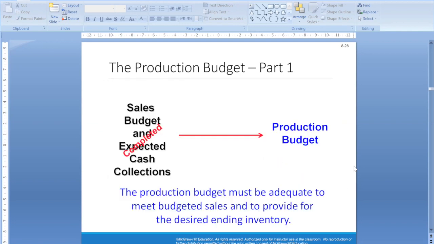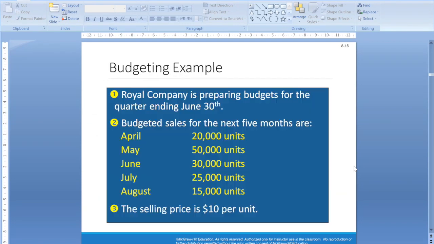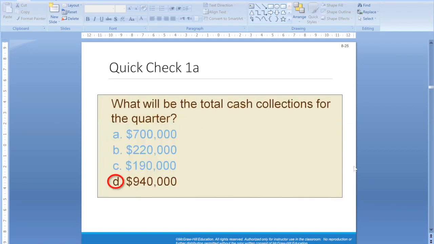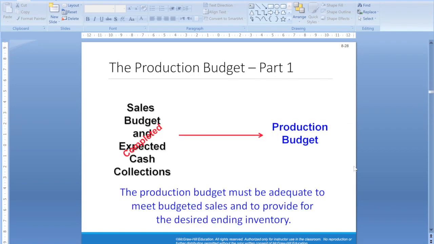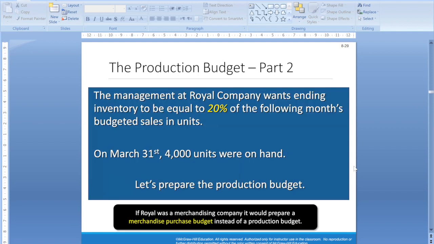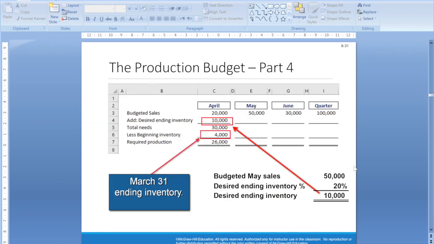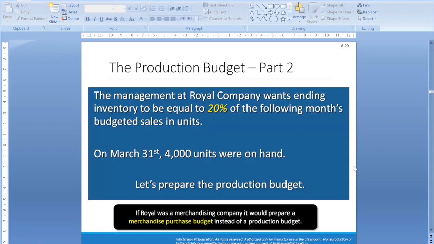So I need to go back again for the beginning of the question. How many units do we have in July to be sold? It is 25,000. Then I will say, according to the production budget, 25,000 is the sales in July, right? But I need to keep what? To keep 20%. I'm preparing the production for July. 20%, according to the example, 20% of the following month's budgeted sales in units.